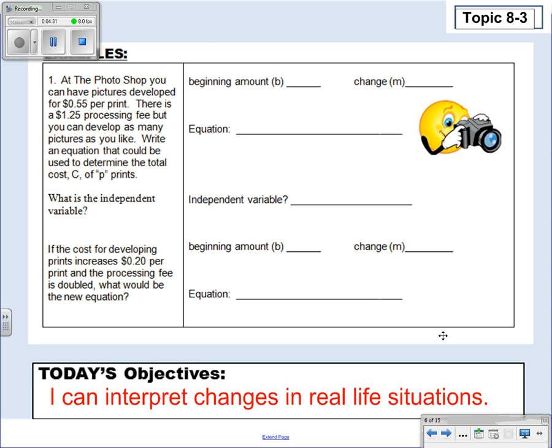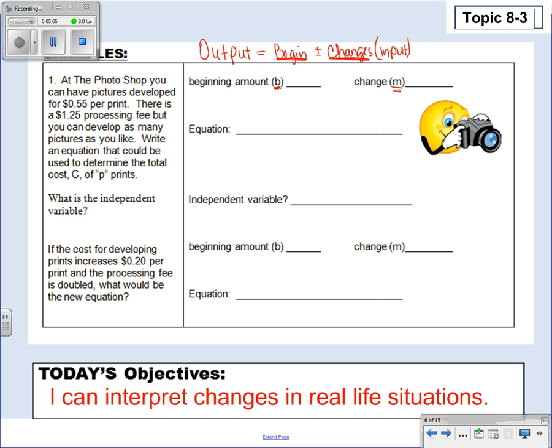Since we are dealing with real world scenarios, we refer back to our output is equal to how we begin plus or minus how it changes times our input. So we need to figure out what's the beginning and how it changes. Notice the beginning is our y-intercept and the change is our slope. The only difference is we're not graphing these because we're dealing with real world situations.